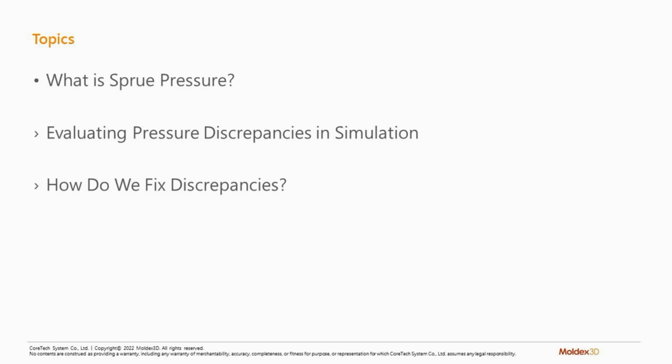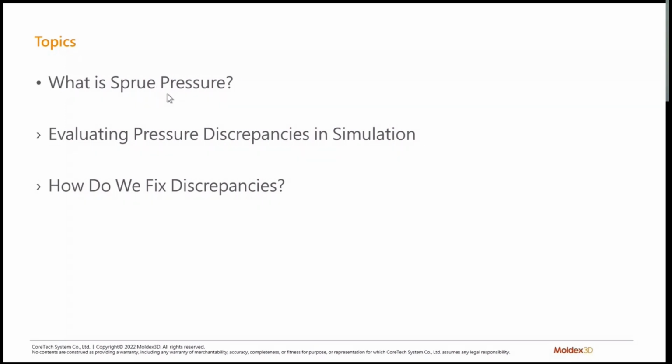First of all, we're going to take a look at what is sprue pressure. So when we're looking at the sprue pressure curve in Moldex 3D, what are we actually looking at and how can we use that information? Then evaluating pressure discrepancies: what types of discrepancies exist, and where can we start to dissect Moldex 3D and figure out how we can fix those discrepancies, leading into our final topic, where we're going to look at a couple of other reasons why the discrepancies might exist, and so on.